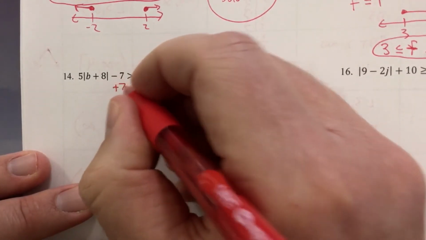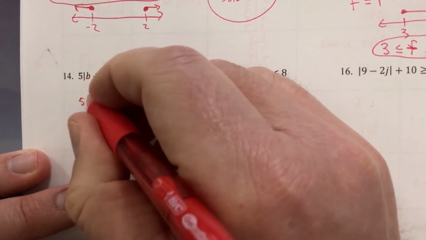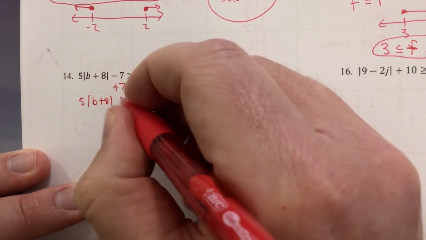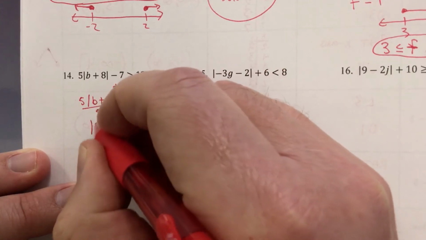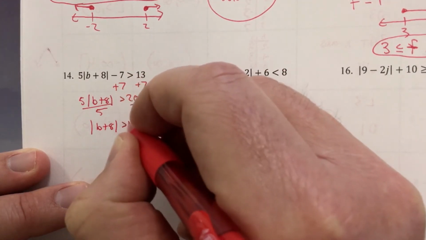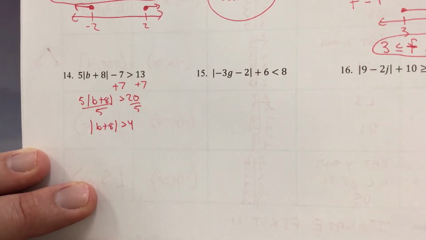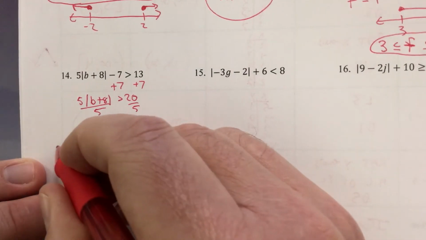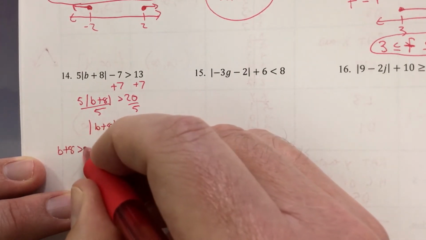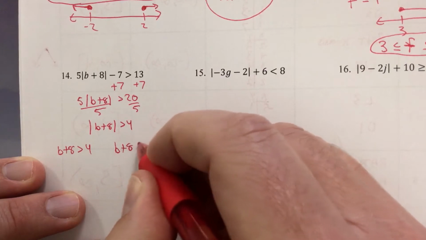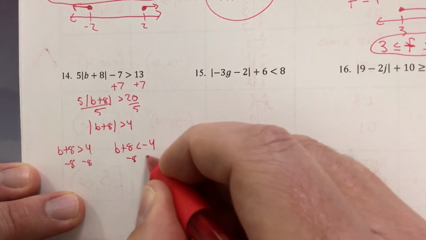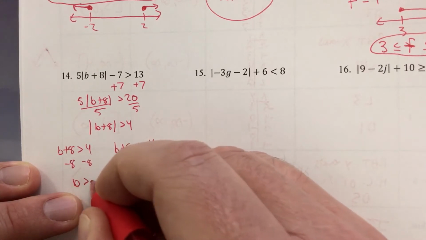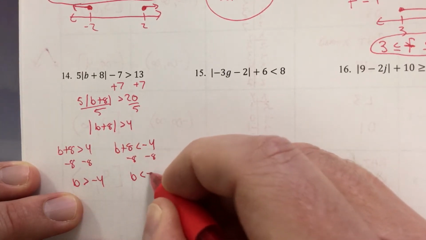14. Isolate. After it's isolated, is it equal to a negative or greater than a negative? No. So let's solve b plus 8 is greater than 4, and b plus 8 is less than negative 4. In both cases, you're going to subtract 8. B is greater than negative 4. B is less than negative 12.